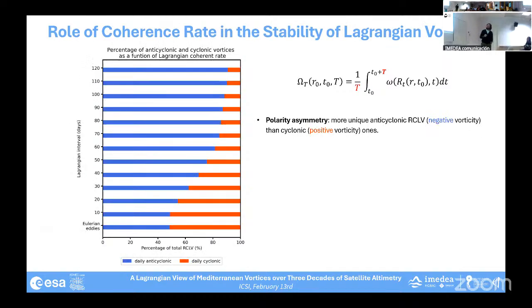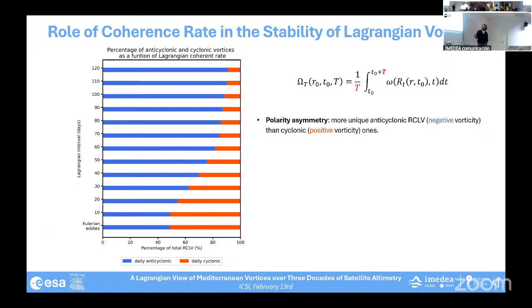Also, we are very interested in the polarity. Here you have the ratio. The polarity is the sign of the vorticity. If you have an anticyclonic eddy, that is a clockwise rotating eddy, or a cyclonic eddy, that is a counterclockwise rotating eddy. So we are very interested in what's the ratio between cyclonic and anticyclonic structures.